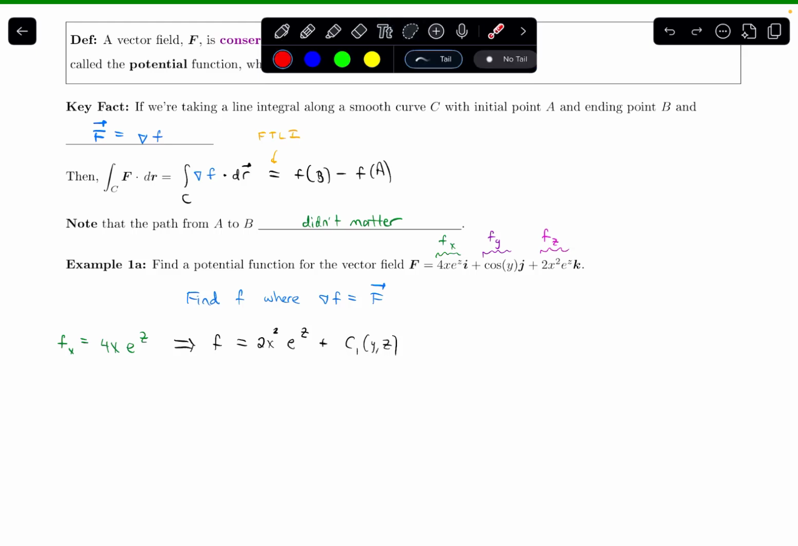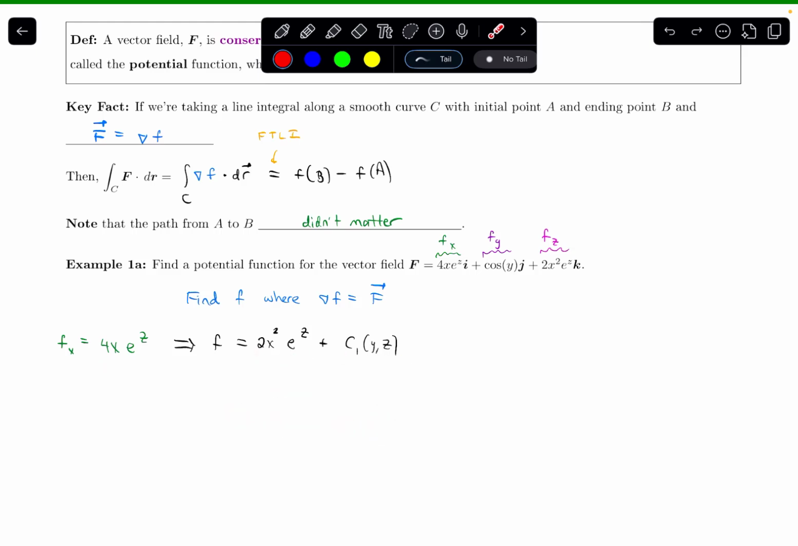Just as a check, if I took this function and did the partial of it with respect to x, will I get this thing? Well, for this first term, if I do the partial with respect to x, I'll get 4x e to the z. Nice. For the next term, it's just y's and z's, which are like constants, so that partial becomes 0. And then adding these together, I do get this function. So that's a good check.